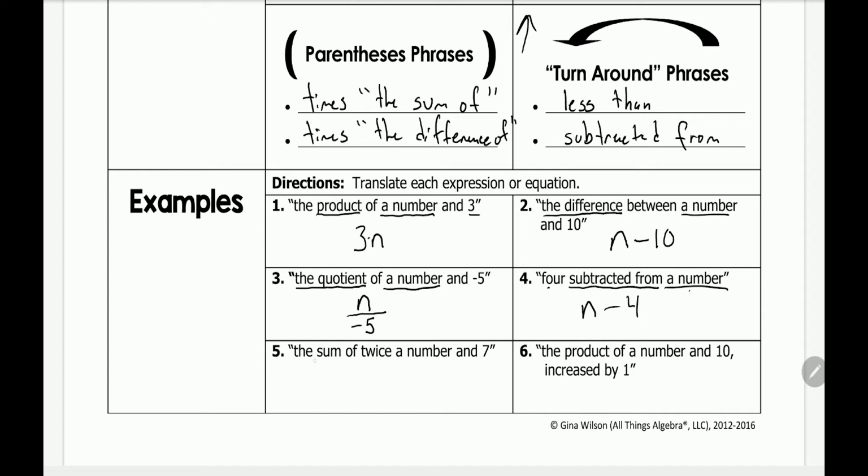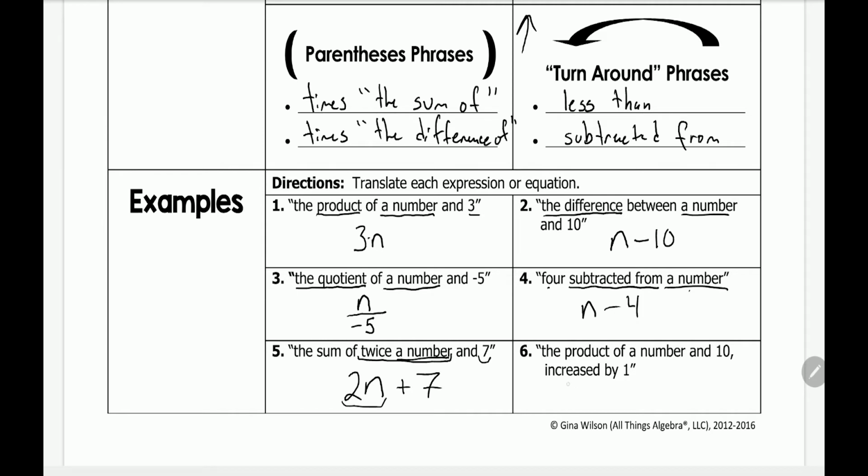Alright, number 5. The sum of twice a number. So again, we have that a number thing, so we're going to use n again, and 7. So let's read this again. The sum of this thing and this thing. Twice a number means you're going to be multiplying it by 2. And then the sum of means there's addition of twice a number, which is right here, and 7. So that means we're going to have 2n plus 7.